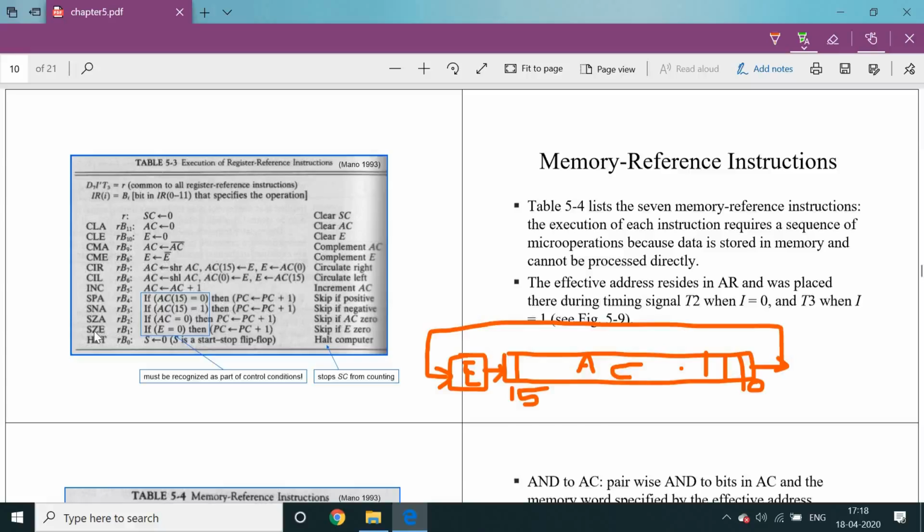Next, skip if E bit is 0. You check only the single E bit for 0. If it is 0, the current instruction is skipped and the next subsequent instruction is executed, so PC is incremented by 1. Then HLT, halt: the sequence counter goes to 0. A new instruction starts, is read from the memory, and is stored into the instruction register. That means the computer halts.